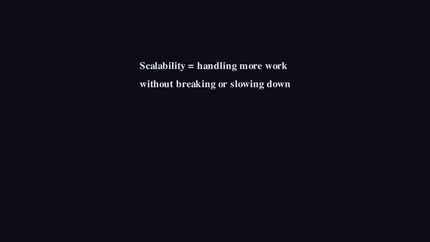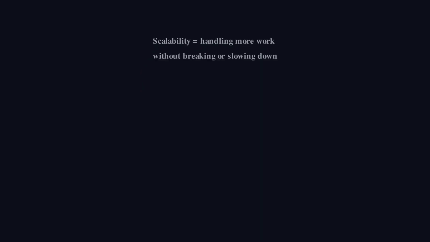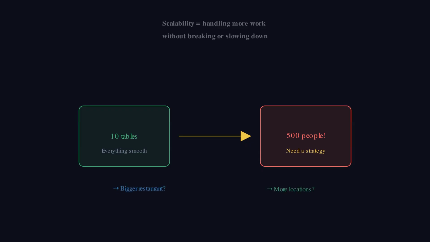Simply put, scalability is the ability of a system to handle increasing amounts of work gracefully, without breaking, slowing down, or becoming unreliable. It's not just about adding more users. It's about making sure your system can maintain performance, availability, and reliability even as load increases. Think of scalability as your system's growth potential.